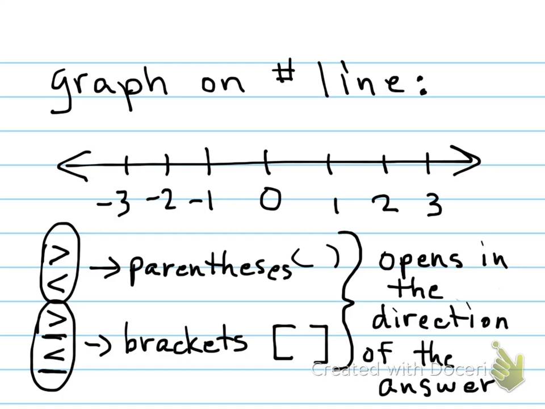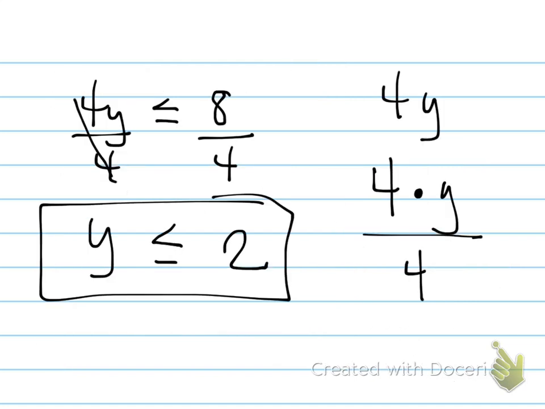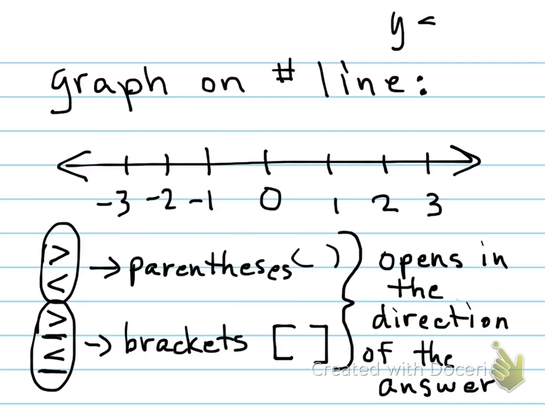It opens in the direction of the answer. So just to put the parentheses in here, remember on this one that we just did, we have y is less than or equal to 2, right? Just rewrite it here. What kind of symbol would less than or equal to get? A plain parentheses or a bracket? Bracket, okay? And read this sentence to me. It says y is less than or equal to 2.